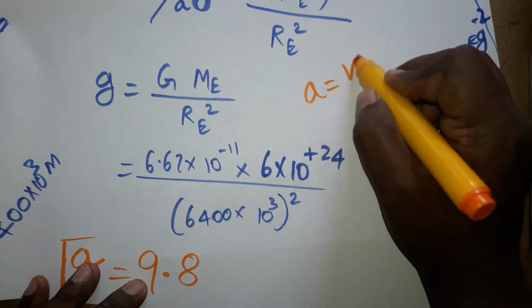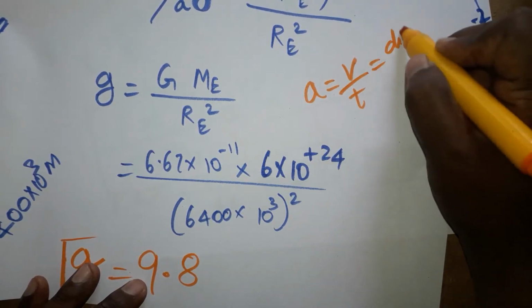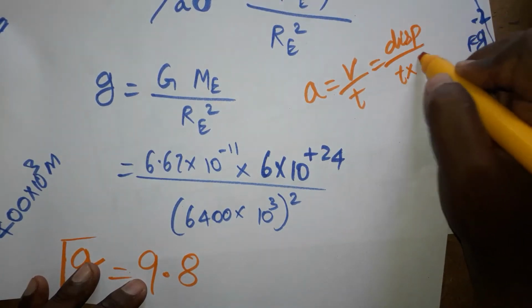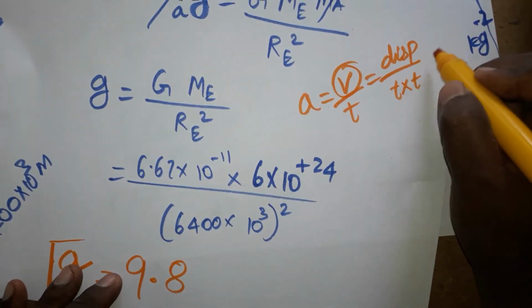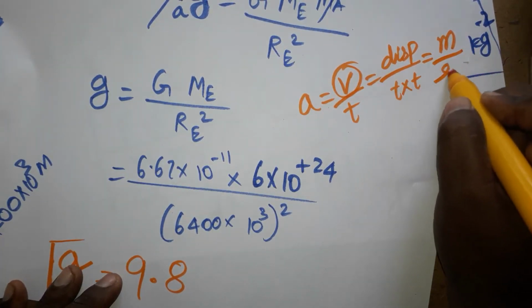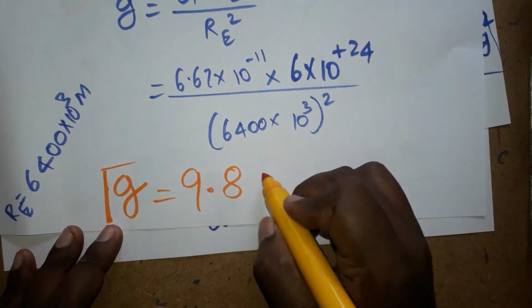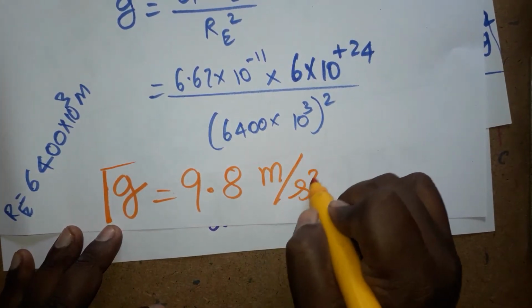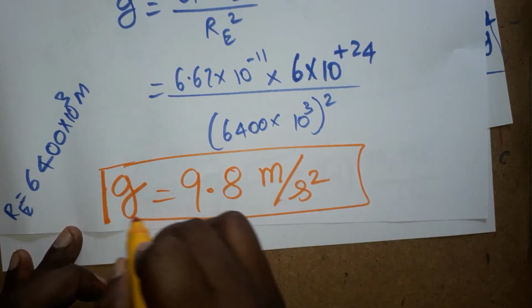Acceleration due to gravity is velocity by time. Velocity is displacement by time, into time, because velocity is displacement by time. Displacement is measured in meter, time is measured in second. Second into second, second square. So acceleration due to gravity is meter by second square. We got what is the small g value.